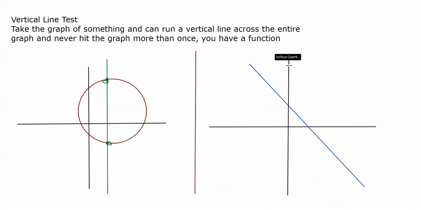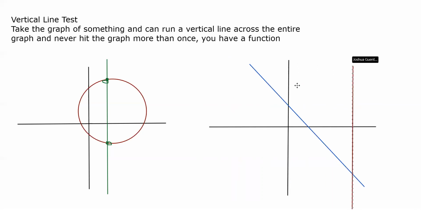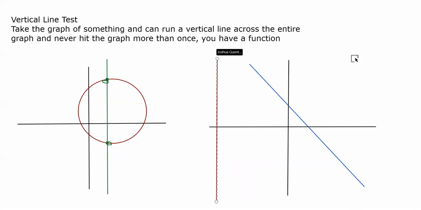Remember, the black vertical and horizontal lines, those aren't actually the graph. Those are just something that allows us to label and see what's going on. Those aren't actually on the graph. Yeah, this thing passes the vertical line test. It never touches more than once. So this passes, not phases, it passes the vertical line test, which means it's a function.